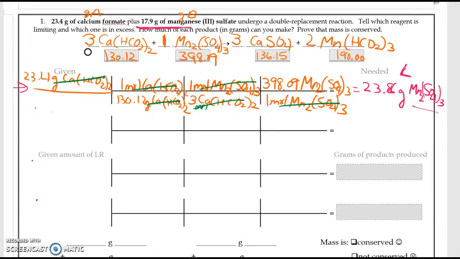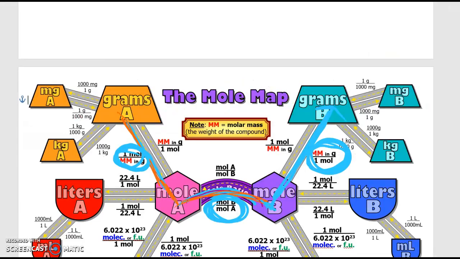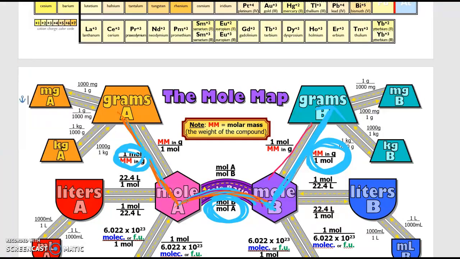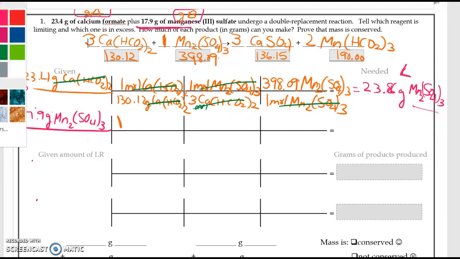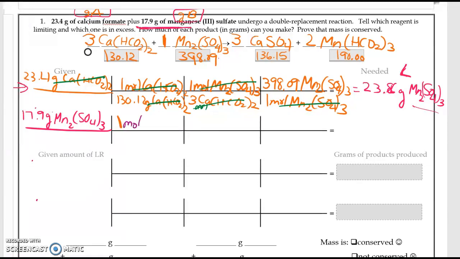I'm going to do the same thing, going from grams of B to grams of A. So let's put down our 17.9 grams of Mn2(SO4)3, extend this line, and let's go to our mole map once again. I'm going to show you this only once. We're going from grams of B, and we do this one, and then mole A over mole B, and then molar mass in grams. So just follow your mole map. We put 1 mole Mn2(SO4)3, and you're going to use the molar mass which you calculated.